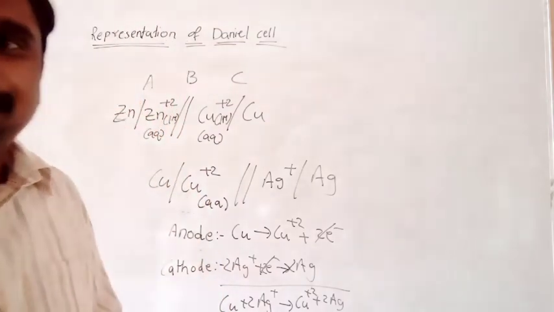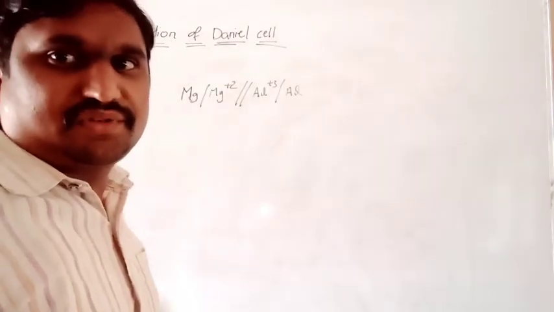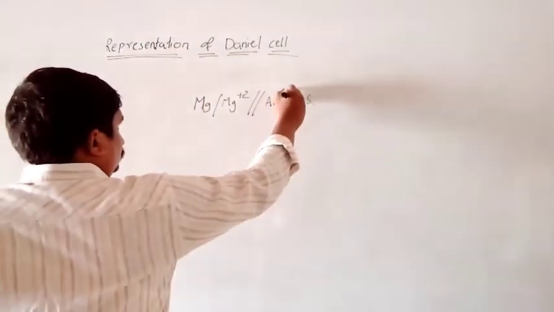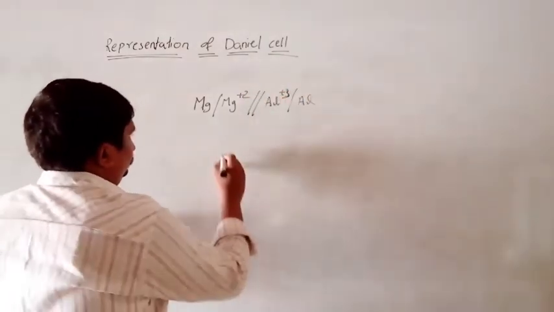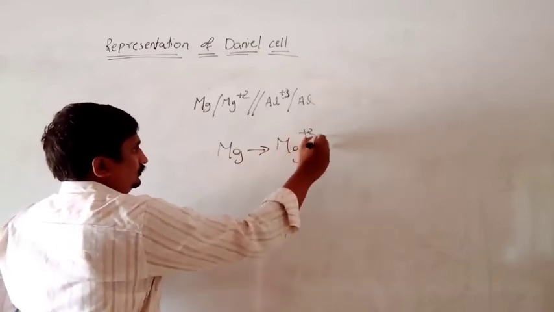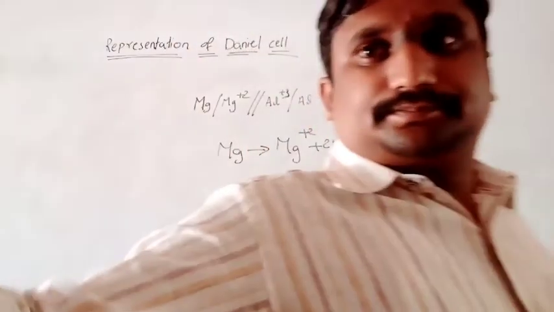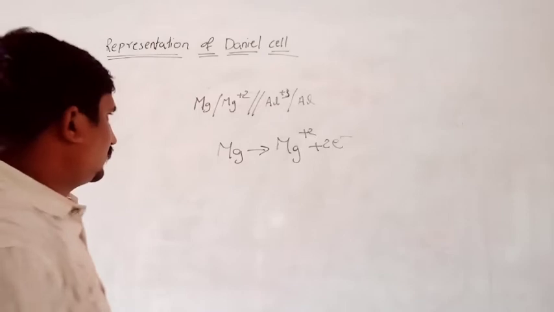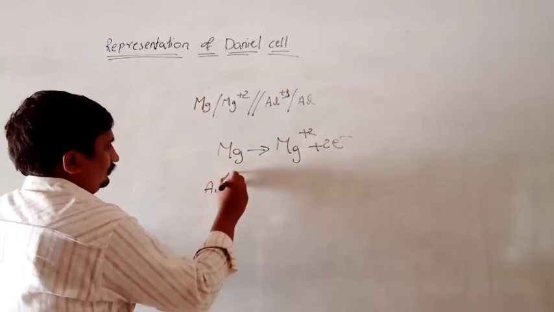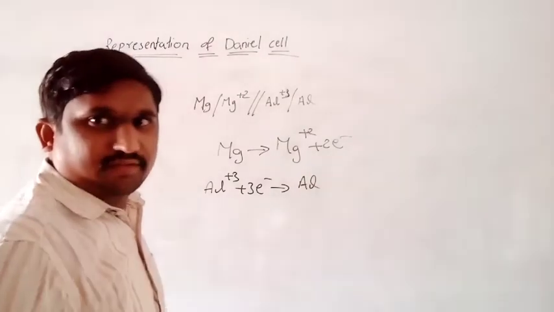Okay, try one more example. Suppose this is the representation given for you. For this representation, we have to write the overall reaction. Next, it is the anode equation. Cathode equation. It is the cathode equation.